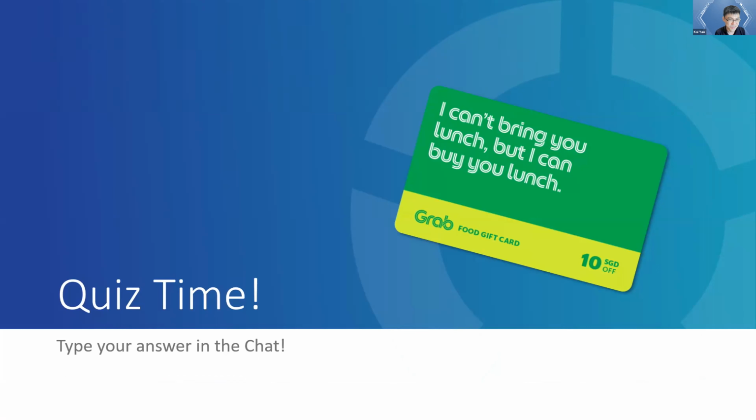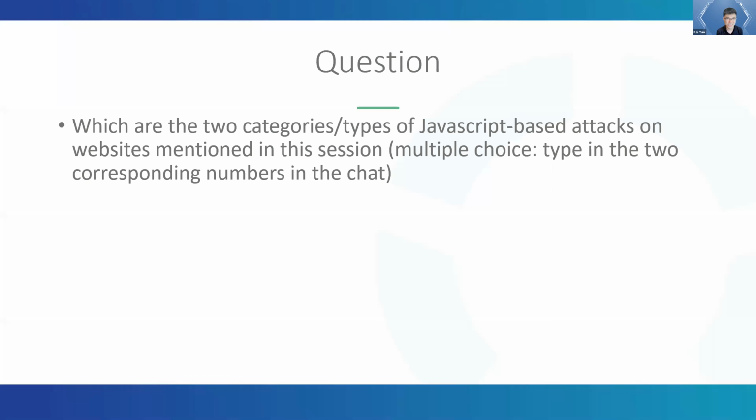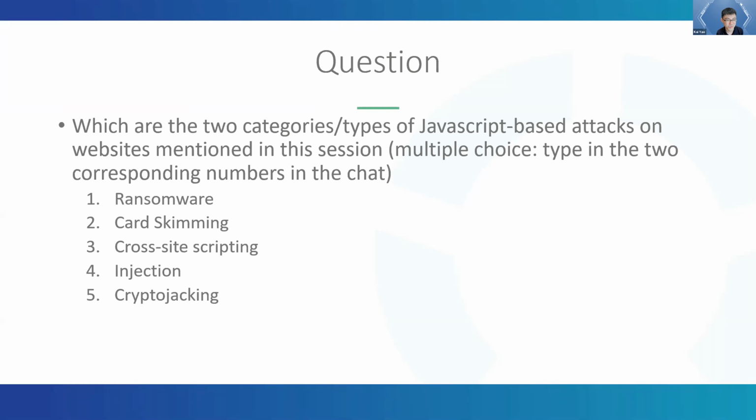Right, so the first question: what are the two categories or types of JavaScript-based attacks on websites mentioned in this session? This is multiple choice. You type in the two numbers that match right into the chat first to win the prize. So the options are: 1. Ransomware, 2. Card skimming, 3. Cross-site scripting, 4. Injection, and 5. Cryptojacking.